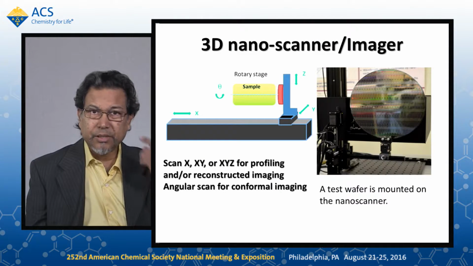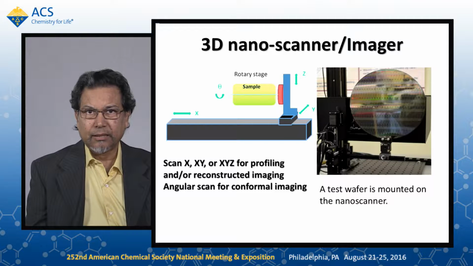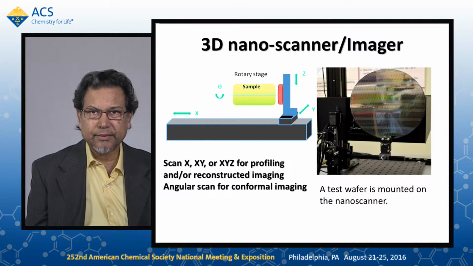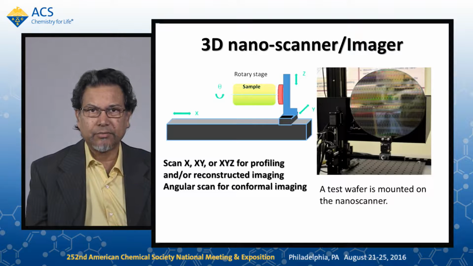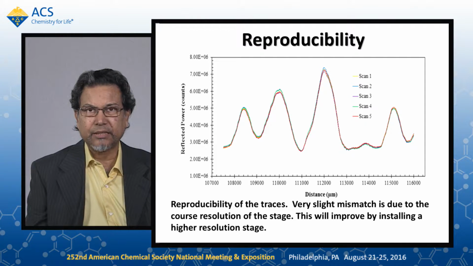The image here is showing the 3D nanoscanner. It is a 4-axis scanning, X, Y, Z, and theta. The sample can be stationary, but the sample can also be scanning, so there are two configurations. Beam delivery is by fiber optic, therefore the sample can be versatile. Just about any kind of sample can be scanned with it. The reproducibility of the scan is very good.